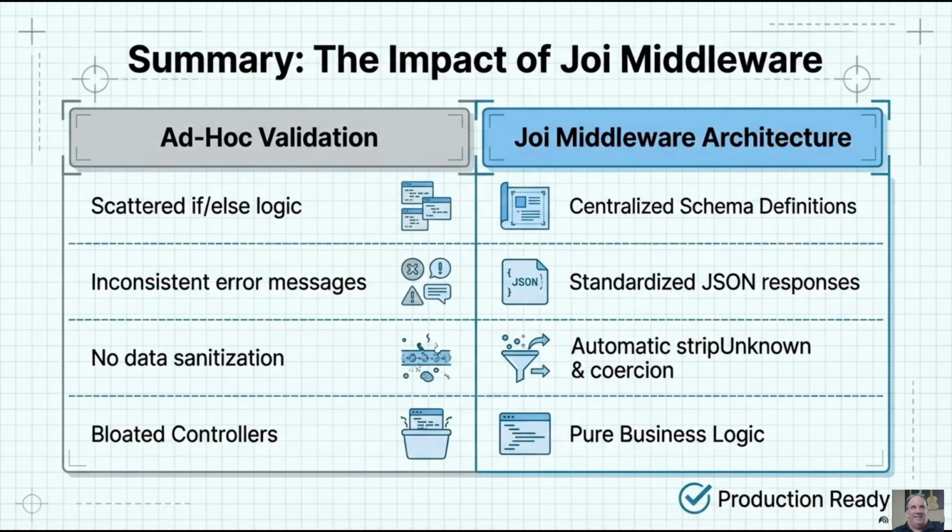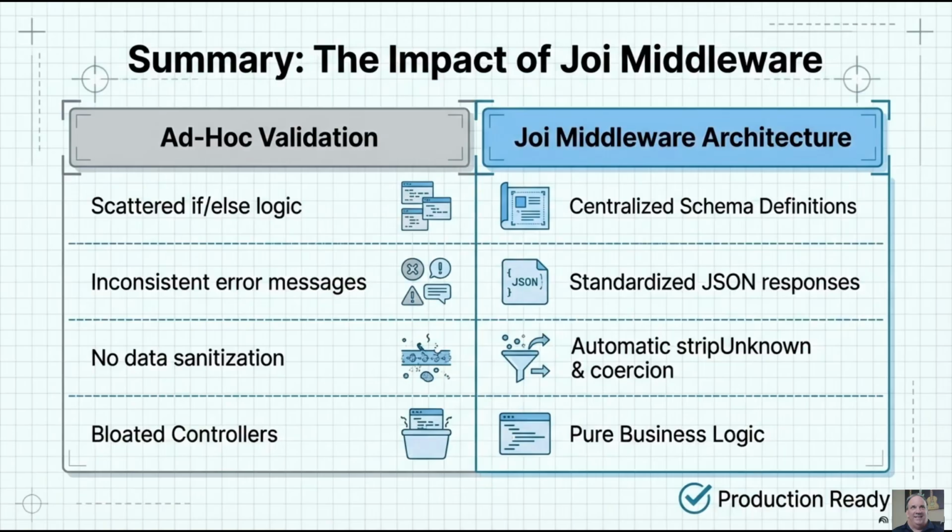So in summary, the impact of the Joi middleware. Let's recap the transformation. On the left-hand side, what we had before: scattered if-else logic in every route, inconsistent error messages depending on whatever the developer wrote at that point in time, right? Especially when you're working on a team with multiple developers, a lot of times you're not the only person updating that code, right? So there was no data sanitization, and you had kind of bloated code where you could barely find the business logic.